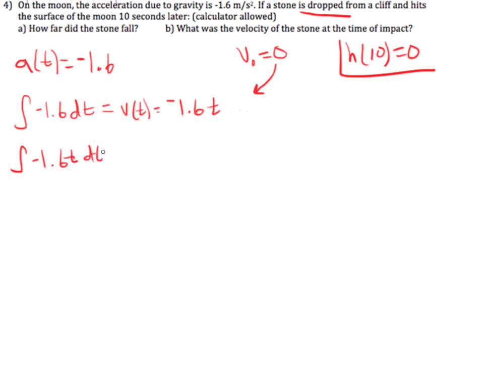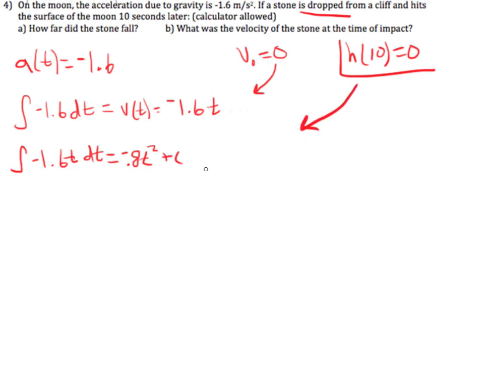So if we integrate again with respect to t, we're going to get negative 1.6 times t, raise our power up by 1, so we're going to get t squared divided by our power. Negative 1.6 divided by 2 is going to give us negative 0.8 t squared plus c, our constant of integration.